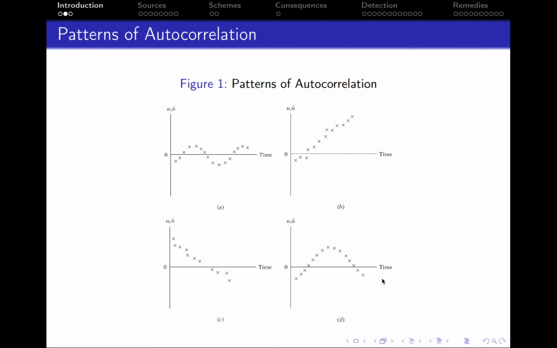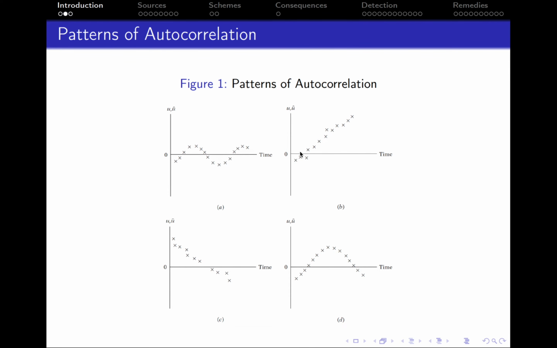And on this slide, you can get an idea of what autocorrelation looks like on a graph. So here we've got the residuals plotted against time. A, B, C, D are graphs showing us various patterns of autocorrelation. In the first case, it looks like a wave.